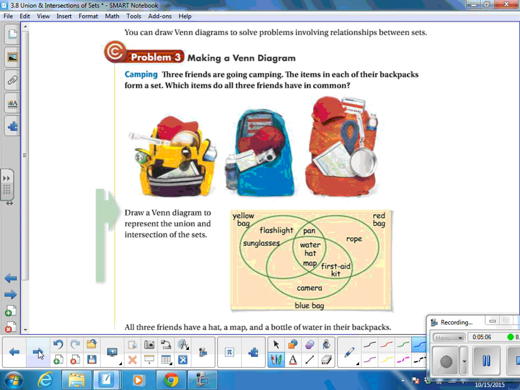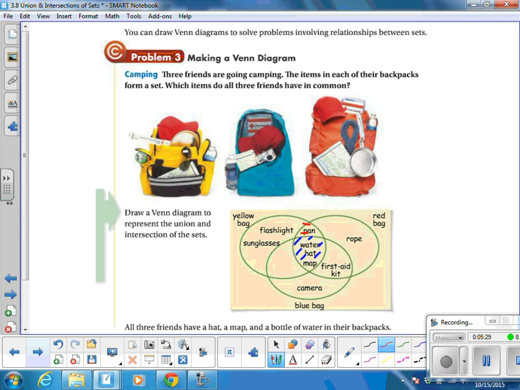Venn diagrams play out in situations. Sometimes there's three things. Like here, there are three backpacks with stuff in them. And you can see on our Venn diagram, we have an intersection of three things where the water, the hat, and the map are in all three backpacks. We can see that in the yellow backpack and the red backpack, they both have a pan, but it's not in the blue backpack. That plays out here.